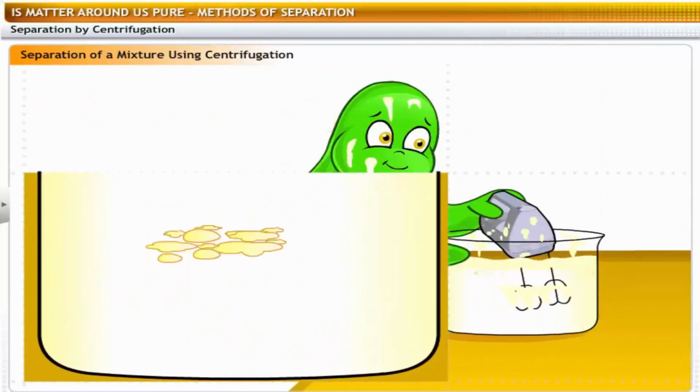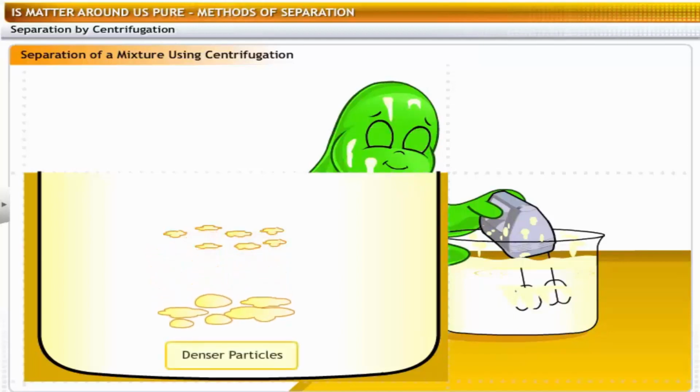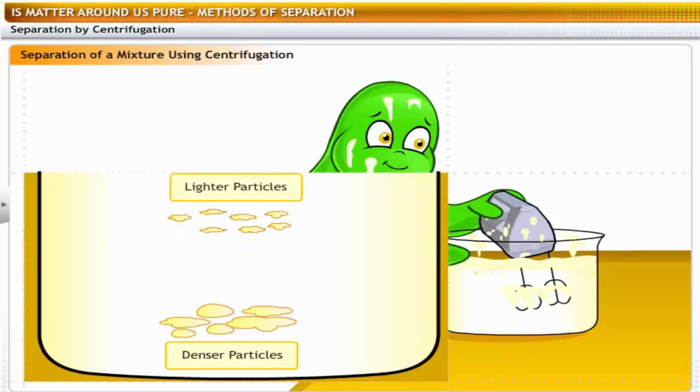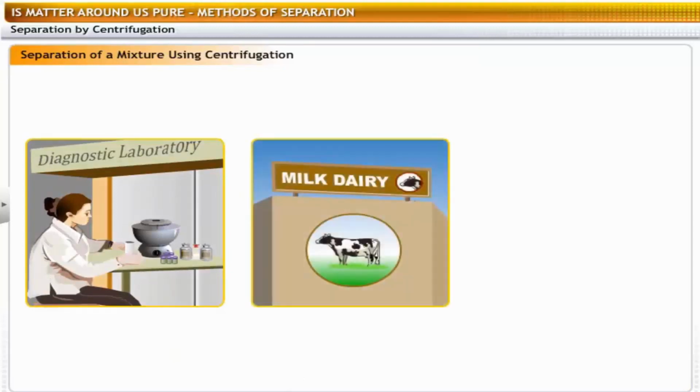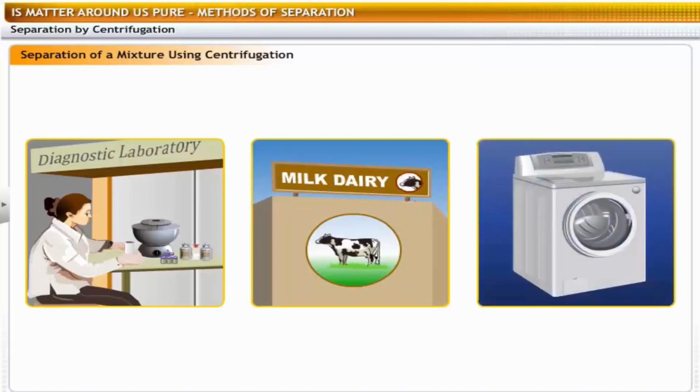The particles of fat in the cream cannot be separated into butter simply by filtering the cream. The fat particles are too small and will pass through a filter paper. You can separate such mixtures of solids and liquids by the process of centrifugation. The principle is that when the liquid is spun rapidly, the denser particles are forced to the bottom and the lighter particles stay at the top. Centrifugation is used for blood and urine testing in diagnostic laboratories, in dairies to separate butter from cream, and in washing machines to squeeze out water from clothes.